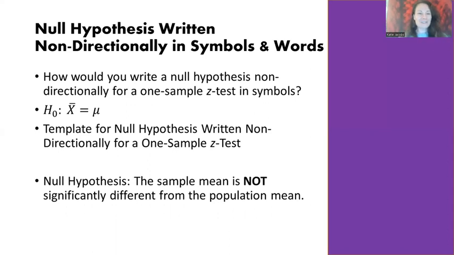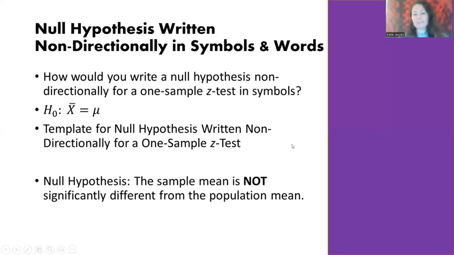We would have H sub 0, then a colon. We have X bar, which means sample mean. And instead of the does not equal symbol, we have the equal symbol. And then we have mu, which is our population mean symbol. So we see here, that is the complete opposite. In our last one, we said they do not equal one another. And in the null hypothesis, we say they do equal one another.